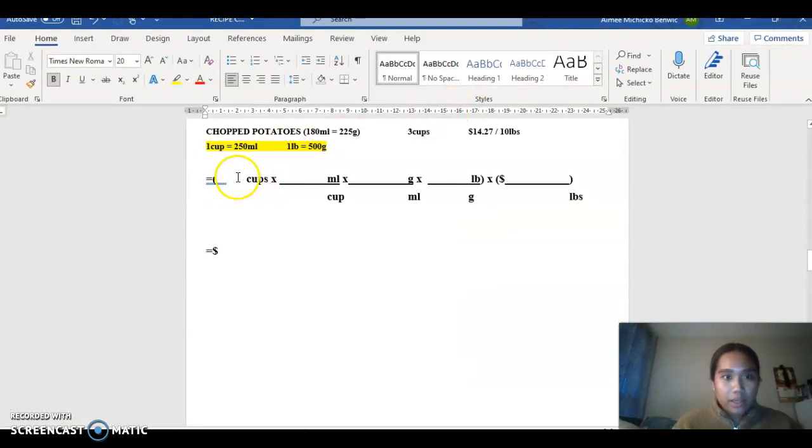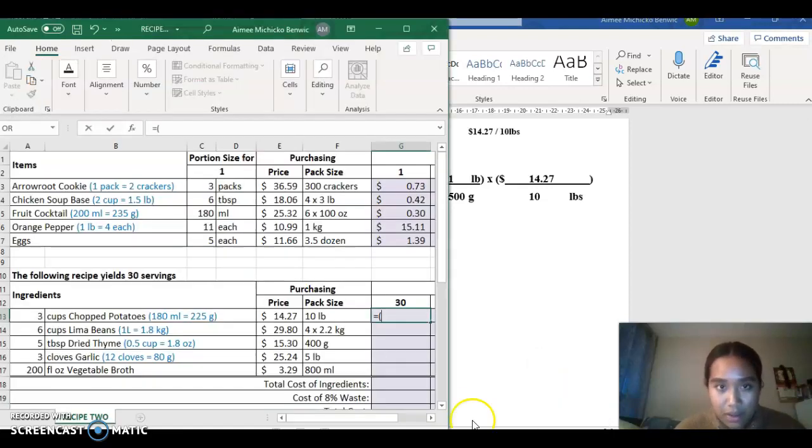So I have 3 cups here, and there's 250 ml in 1 cup, and we have to do the weight equivalency of 225 grams per 180 ml. And to get into pounds, because we're looking for pounds, we have to convert further. So in 1 pound there's 500 grams, and we're just gonna copy again the price of $14.27 per 10 pounds, and that gives us $2.68.